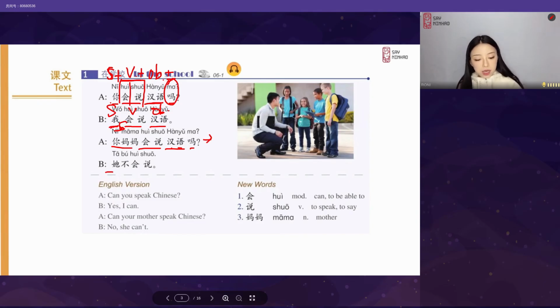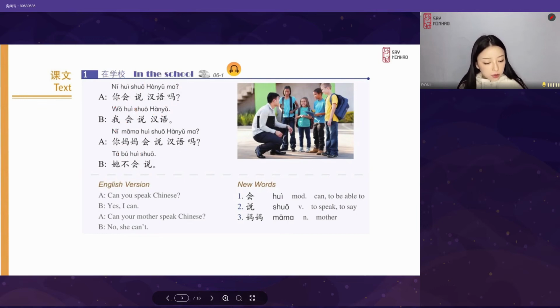And the answer, 她不会说. Okay, this is the negative form of 会 with 不会, which means can't. She cannot speak. Okay, now let's try to read it from the start.